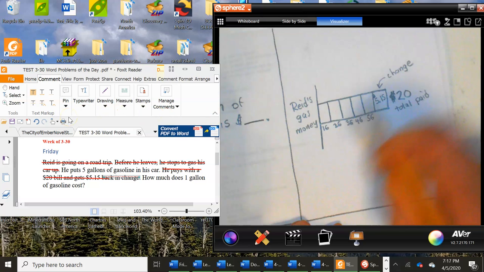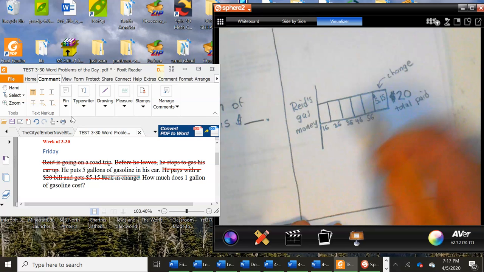And we're going to go ahead down here to my expression. Now, my expression can be done a couple of ways. What I would probably have done, probably the best one, was to say, well, I have 1, 2, 3, 4, 5 question marks. So I could do 5 times question mark in parentheses, plus $5.15 equals $20. I could do it that way.